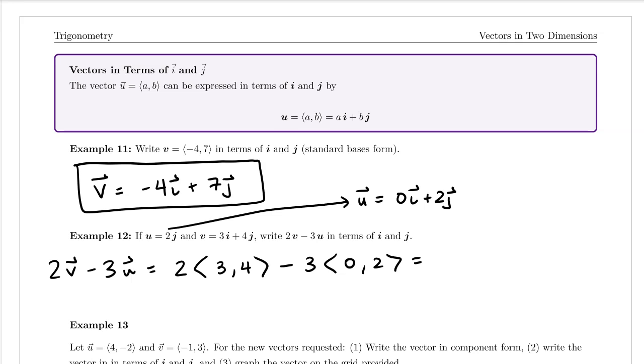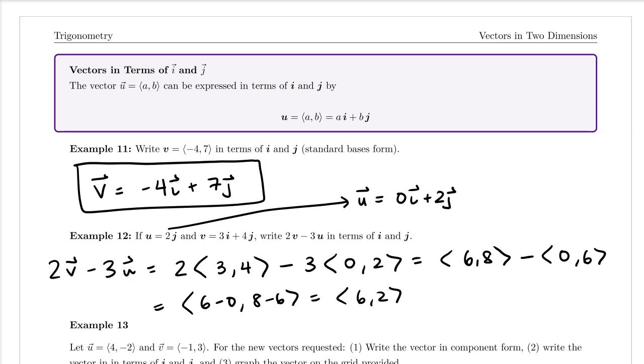So then I can start to multiply in. So 2 times our first vector would give us <6, 8>, and then minus <0, 6>, and that would equal, let's see, 6 minus 0, and 8 minus 6, and so that will be <6, 2>. But we still want to write it in terms of i and j, which again is called the standard basis form. So finally, this thing is equal to 6i plus 2j. So there is our final answer.